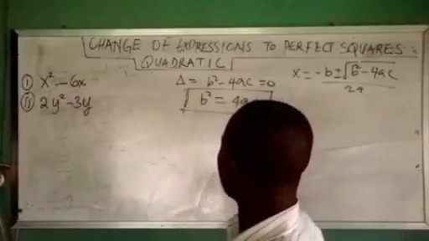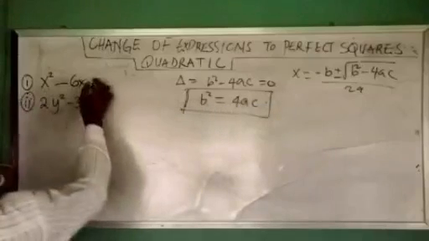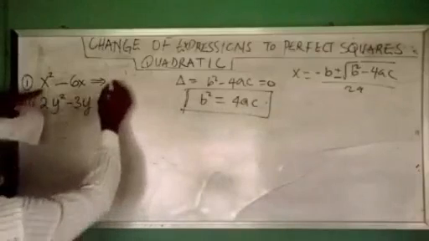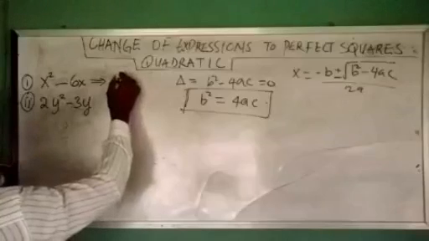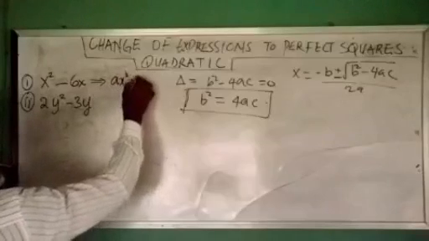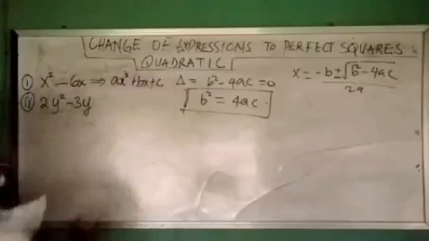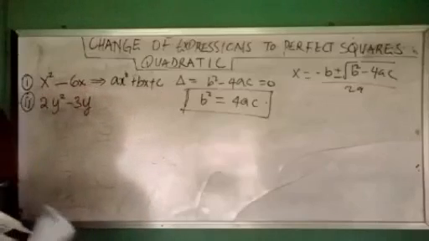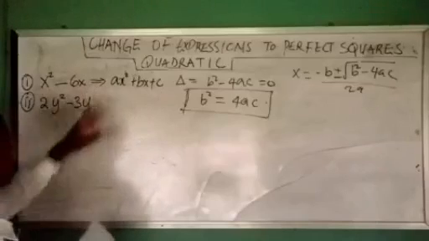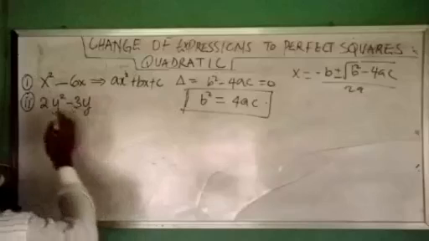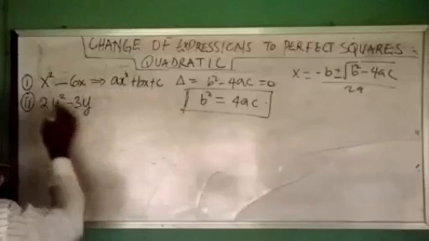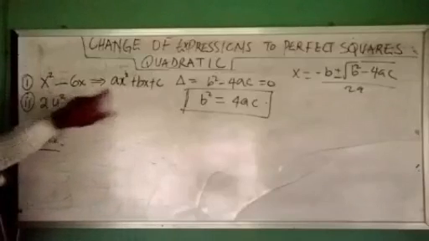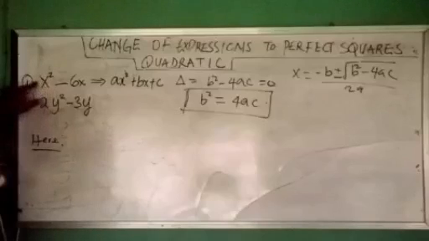So now, how are we going to do it? We try to compare this one to the general expression of quadratic, which is as squared plus bs plus c. So this c is missing here. We need the constant. So if you are to compare here, the coefficient of s squared is 1.